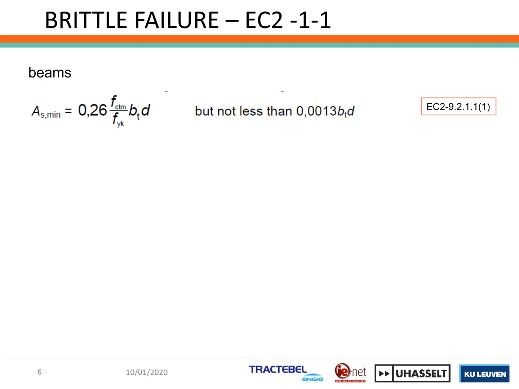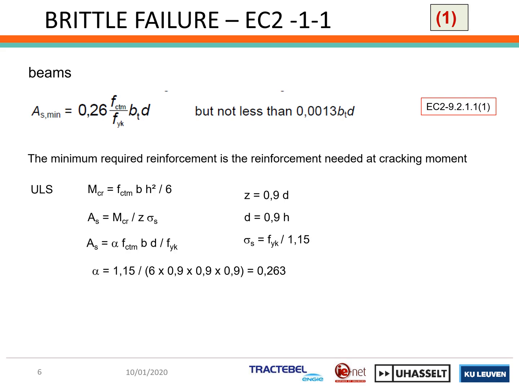The minimum reinforcement due to brittle failure is given by the following formula. The number in the right top represents the method number. The formula can easily be understood by a simplified calculation, assuming a beam subjected to a bending moment, causing a tension of fctm in the concrete. The lever arm is taken as 0.9 times the effective depth of the section. The effective depth of the section is assumed to be 0.9 of the total height of the section. If you substitute this in those simplified formulas, you arrive at the formula which is stated here.